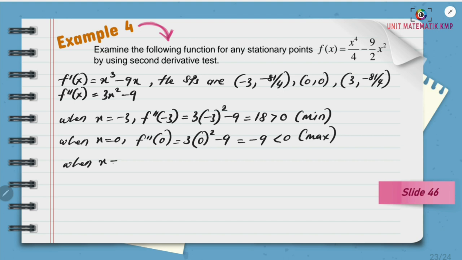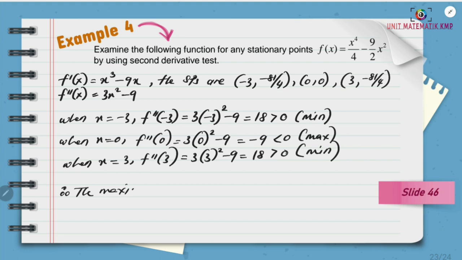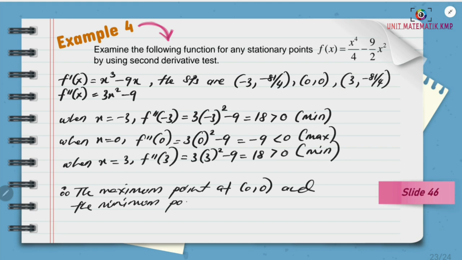Next, when x is equal to 3, f double prime of 3 equals, substitute, 3 times 3 squared minus 9 is equal to 18, more than 0, so minimum. And the conclusion is, the maximum point at (0, 0) and the minimum points are (-3, -81/4) and (3, -81/4).